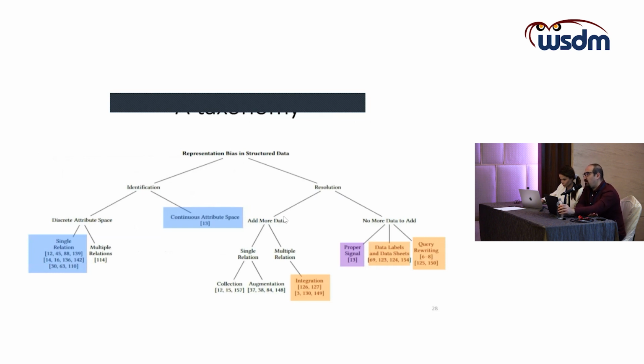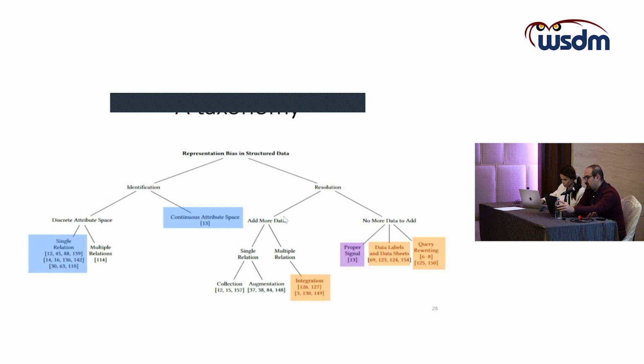So, in the survey, several taxonomies for representation bias literature have been provided. Representation bias has been studied within different communities and within different types of data: structured data, textual data, image data, graph data, etc. This is a taxonomy for the structured data. For more information, I recommend you to.